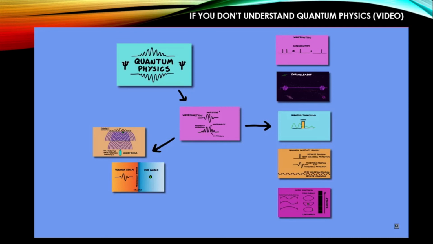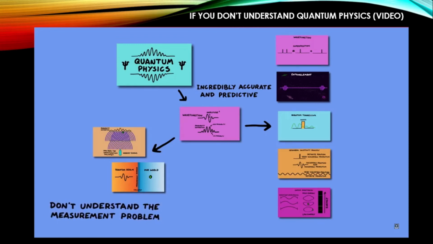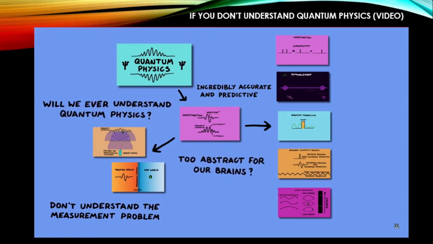For me, the weird thing about quantum physics is that on the one hand it's incredibly accurate and predictive, but also it's got giant holes in it, like the measurement problem, which we just don't understand. So we can wonder, will we ever actually understand quantum physics, or is it just too abstract for our human brains to comprehend? Well, I hope this video has helped you understand a little bit more about how quantum physics works.